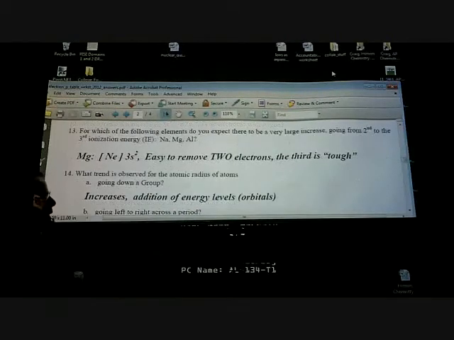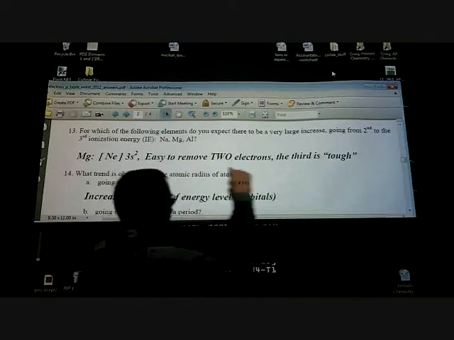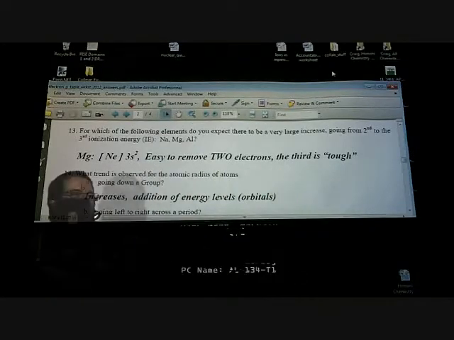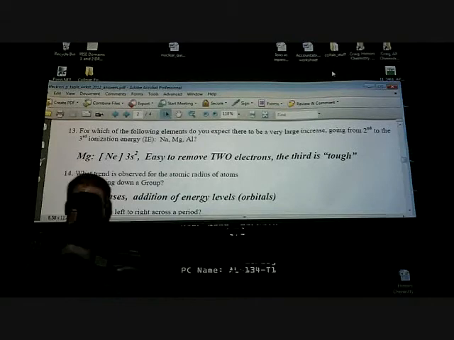Going left to right along a period. So if we're looking at the periodic table and we go in this direction, smaller. They get smaller. No, it's gaining electrons, but it's filling up what? More or less orbitals. The s and p orbitals. So it's becoming more possessive.